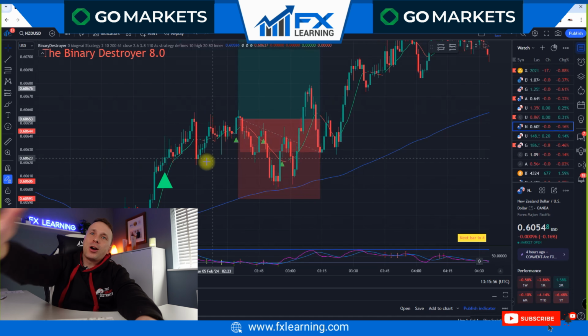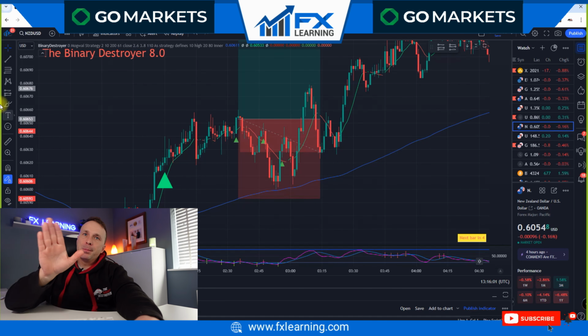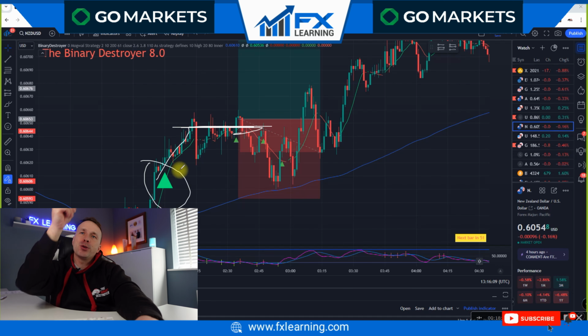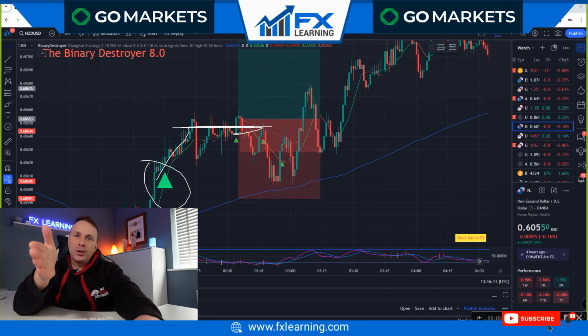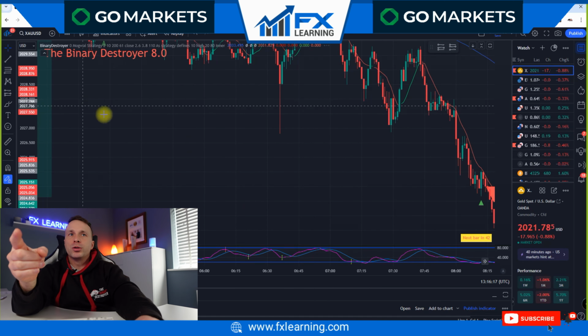So looking at this setup here, why wouldn't I take this trade? Simple. It's not a clean pullback. We had the Mogwai signal and price went sideways. See how it went sideways there? Look at the difference between that setup on NZUSD and then look at gold. Look at the clean pullback. Trend down, pullback.